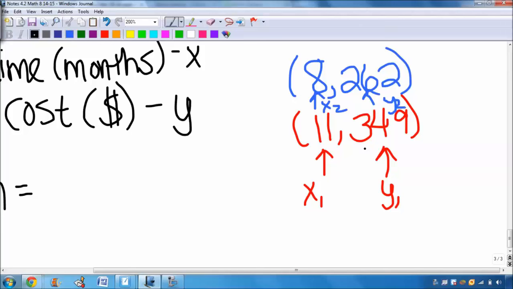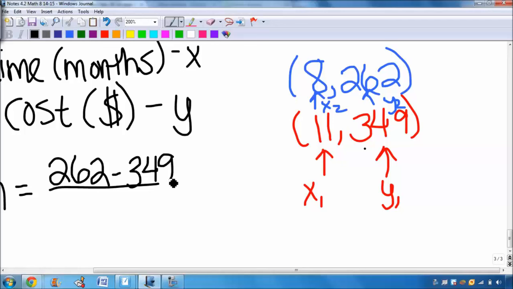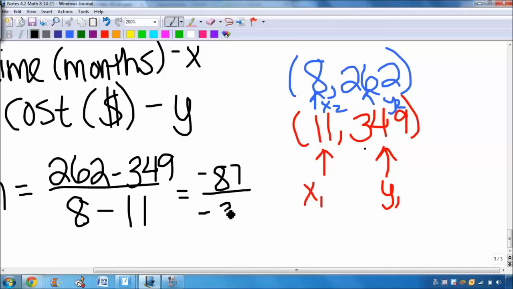Now watch what happens when I plug it in. In the numerator, I would end up getting 262 minus 349 over 8 minus 11. And it's fine for me to put it in the opposite order. Excuse me, sorry, not 8 minus 3, I meant to say 8 minus 11. And it's okay to do it in the opposite order as long as if you put the 262 first on top, you have to put the 8 first on the bottom, okay? So this ends up being negative 87 over negative 3. The double negatives cancel each other out, so you still end up getting a positive $29 per month, okay?